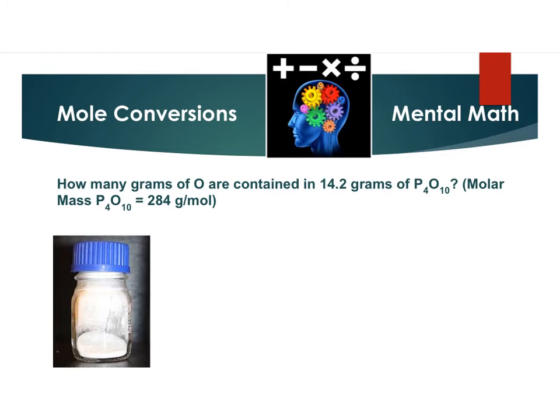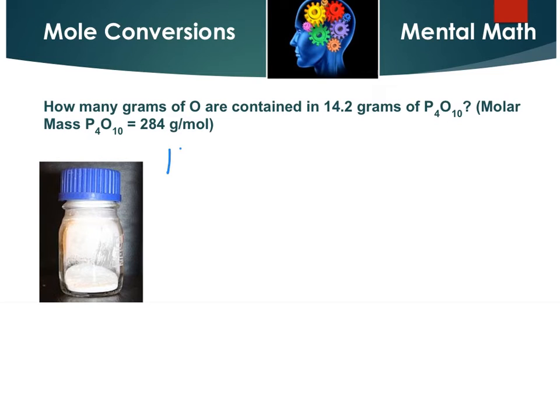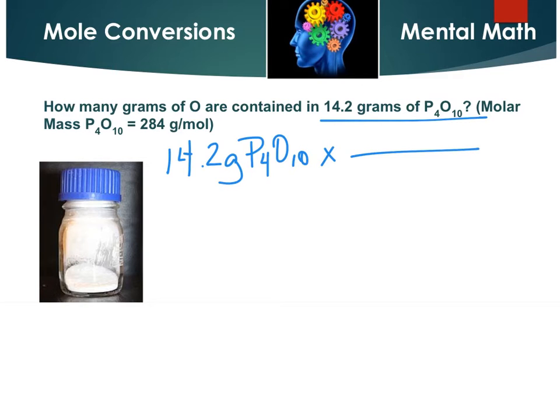This problem says how many grams of oxygen are contained in 14.2 grams of tetraphosphorus decaoxide. The molar mass is given. It's very similar to the last problem, but instead of working from the given of the element to the compound, you're working from the given of the compound to the element. But the problem really is kind of the same. So you're going to start with your given, that 14.2 grams of P4O10, and convert it to moles. Always and forever, go to moles first.